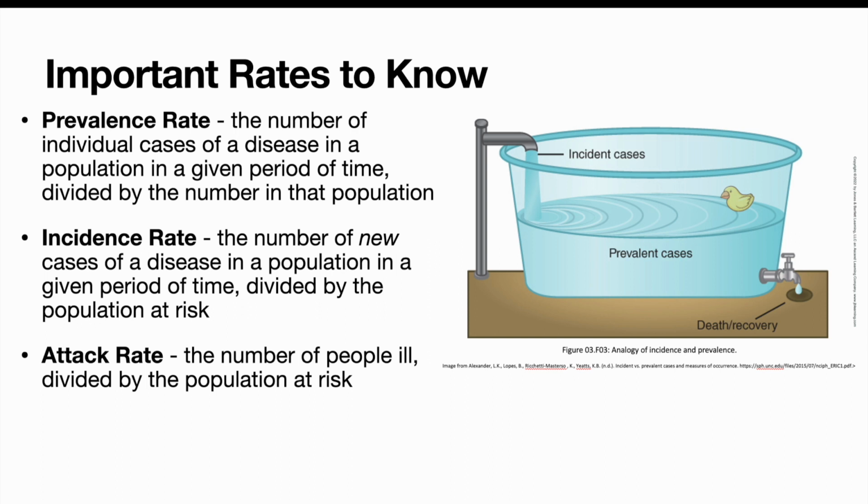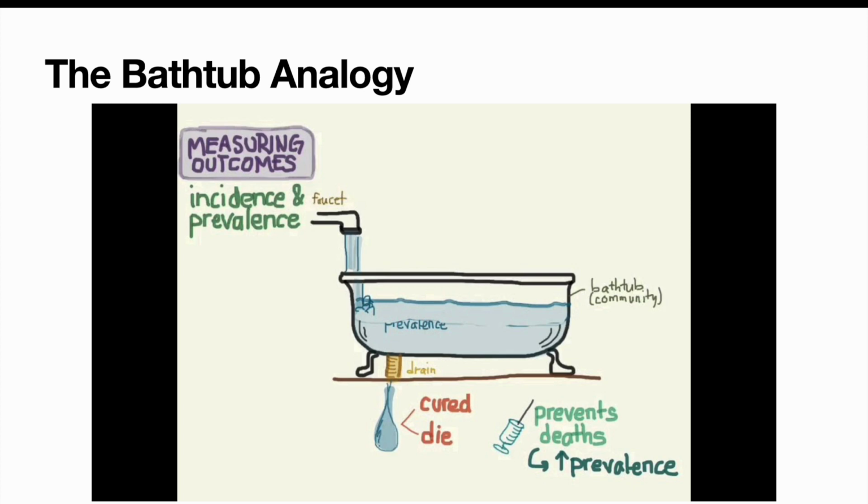We have our prevalence rates and our incidence rates. There's also the attack rate. The attack rate is the number of people ill divided by the population at risk. So here is a great explanation of the bathtub analogy. This is another video. I will provide a link to it below.